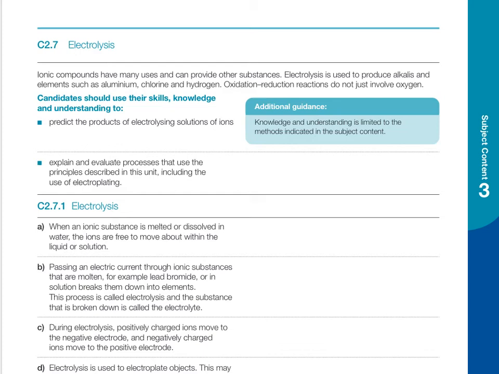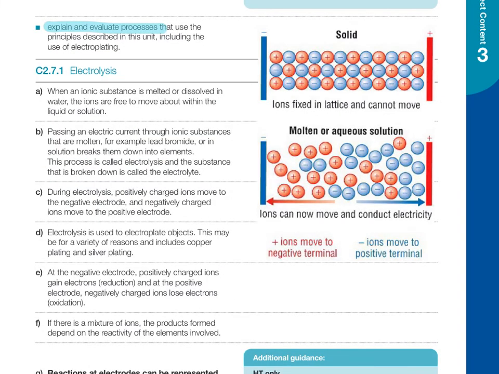In the electrolysis topic, you'll be expected to predict the products of electrolysis and also explain and evaluate various different processes that are specific examples of electrolysis. When an ionic substance is melted or dissolved in water, then the ions are free to move about. This means that they can now conduct electricity. The positive ions will move to the negative terminal, the negative ions will move to the positive terminal.